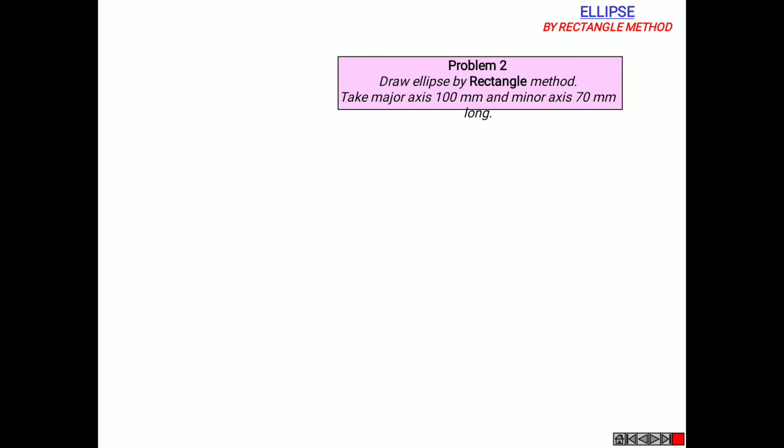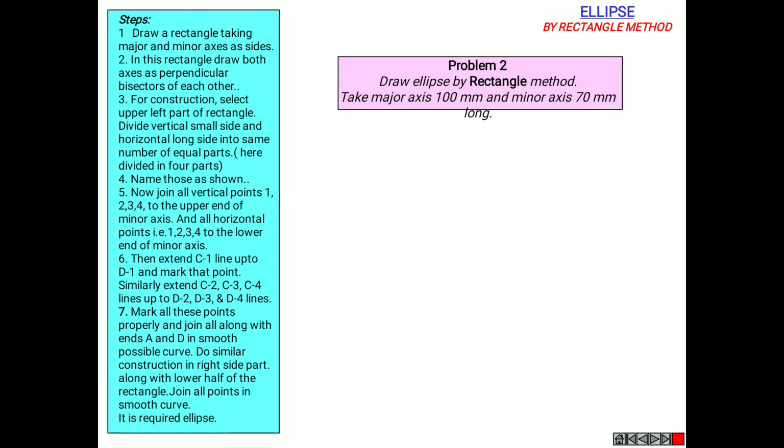Draw an ellipse by rectangle method by taking major axis as 100 mm and minor axis as 70 mm long. The value is the same as in the previous concentric circle method, but here the method is rectangle method. We will see the steps. There are lots of steps in it.